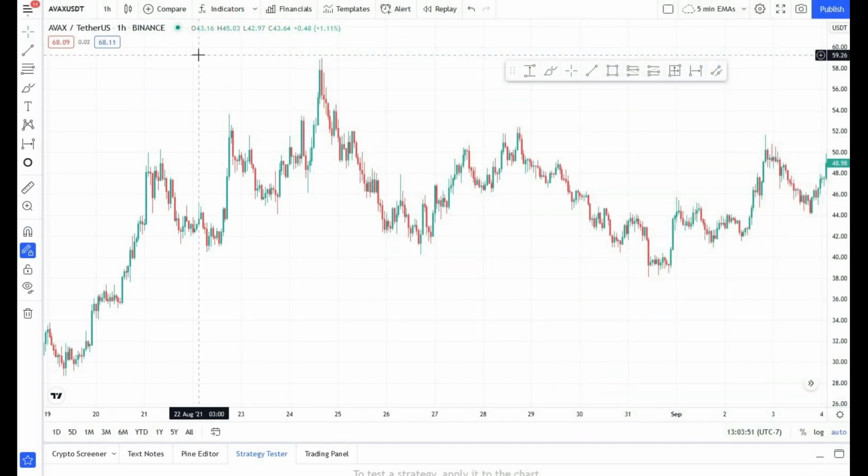Hello traders, this is Trading Gate, and in this video we're going to introduce another strategy using the Ichimoku indicator.